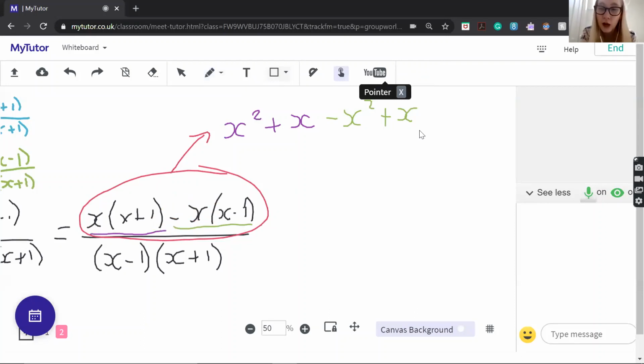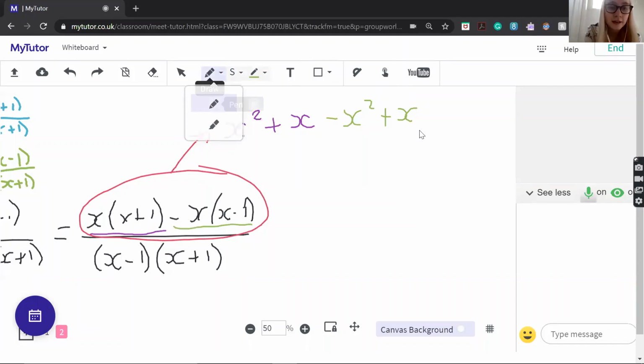I hope that makes sense. Have a look back in your own time and try to follow it if you can't at the moment. So we've done minus x times x and minus x times minus 1. Got to be really sneaky when we're expanding by a negative. And then hopefully you can see here that we've got an x squared and a minus x squared. So this just becomes x plus x, which is 2x.